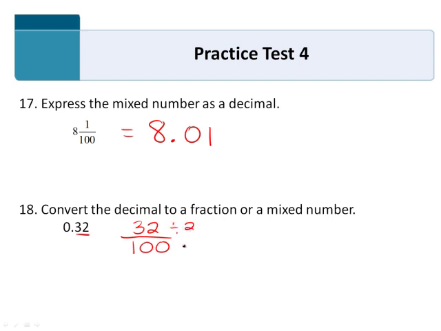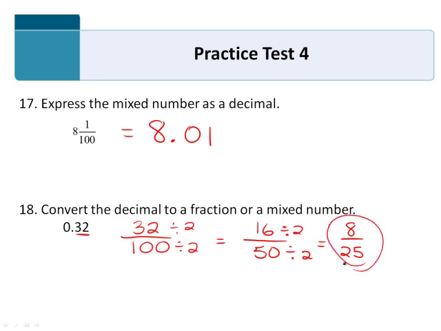If you divide the top and bottom by 2, that's going to be 16 over 50. And now I can still divide by 2 again, and that would give me 8 over 25. Now, if I had divided by 4 to begin with, I would have gone right to the 8 over 25. So either way that you do it is fine, as long as you keep dividing and reducing down to the simplest form.